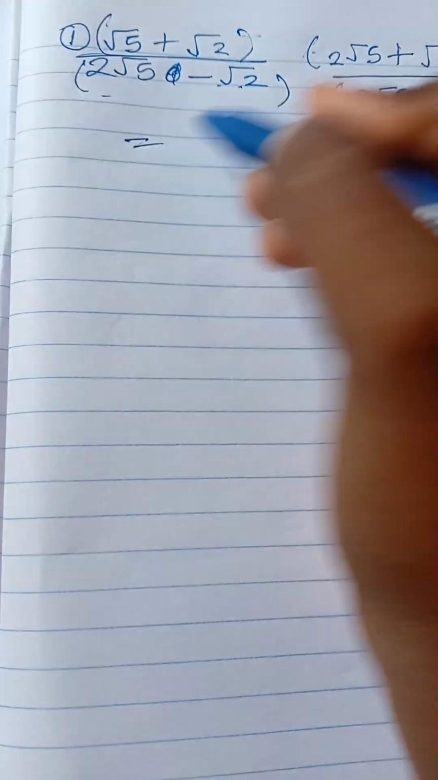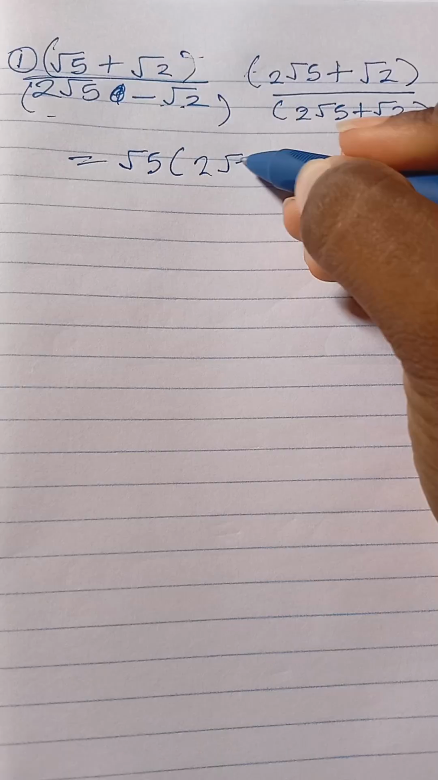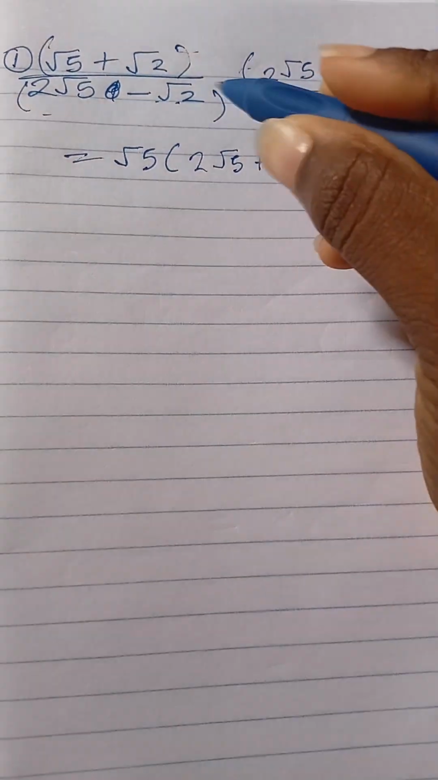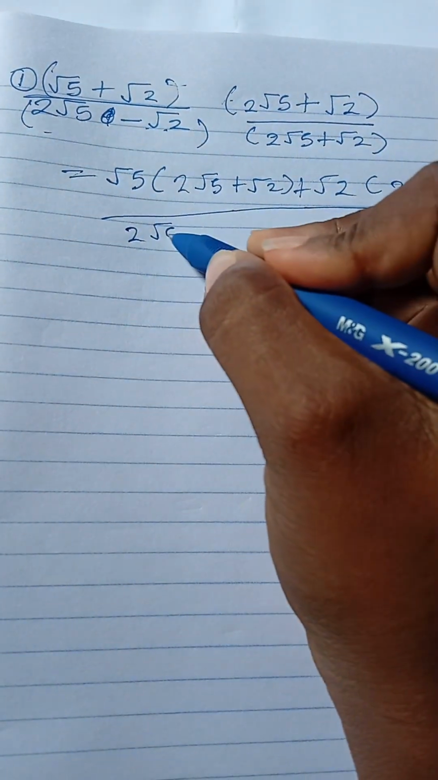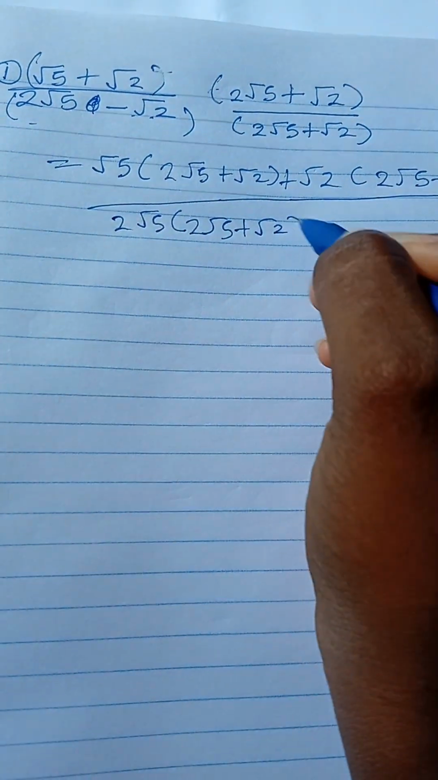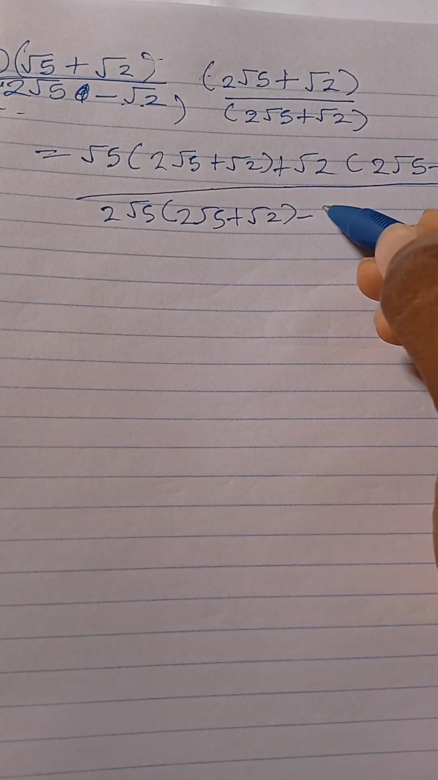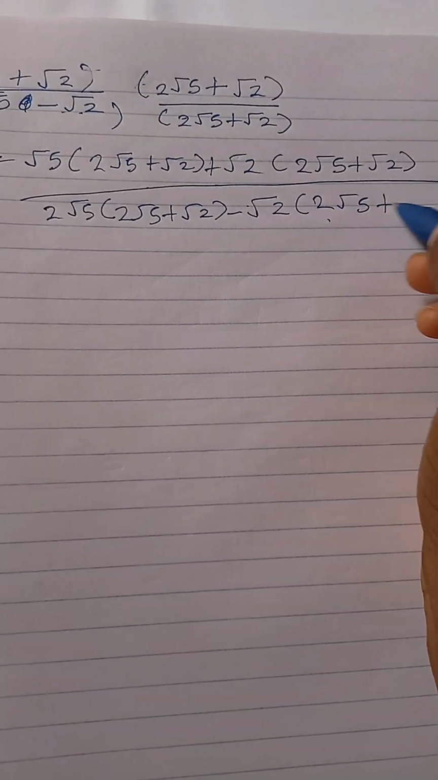Yeah, so straight away, like how I told you that time, pick root 5, multiply it with everything inside. That will be 2 root 5 plus root 2. Pick that root 2, multiply it with everything here again. 2 root 5 plus root 2 over the same thing I did here. Pick 2 root 5, multiply it by everything here. That will be 2 root 5 plus root 2. Plus pick that minus 2 minus root 2, multiply by everything here. That will be 2 root 5 plus root 2.